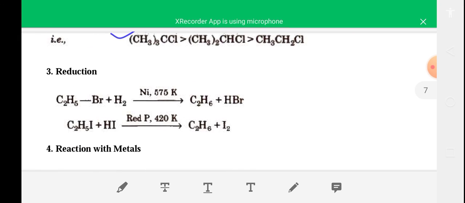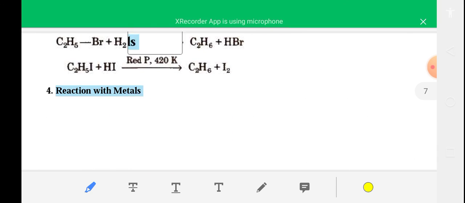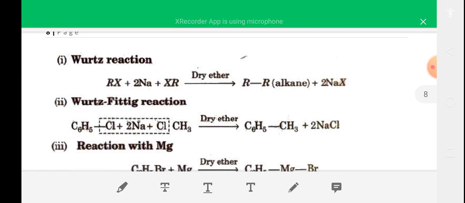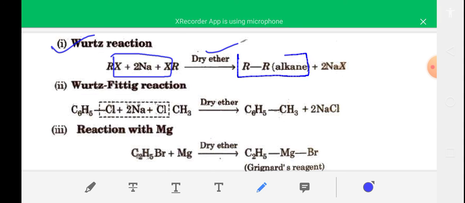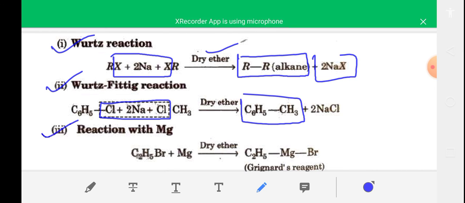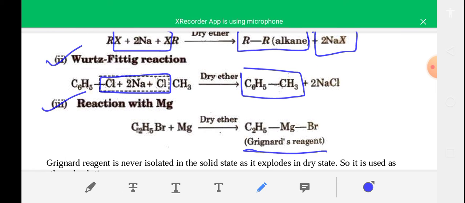Now reaction with metals is also important. There are three main reactions. The Wurtz reaction is the reaction of alkyl halide with sodium. Two alkyl halides will react with sodium in dry ether solvent and you will get an alkane, R-R, removing 2 NaX. In the Wurtz-Fittig reaction, when an alkyl halide reacts with an aryl halide, you will get an aromatic hydrocarbon. And in the reaction with magnesium, when an alkyl halide reacts with magnesium, you will get an alkyl magnesium bromide, that is, a Grignard reagent.